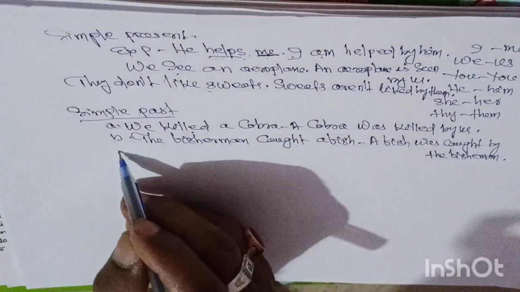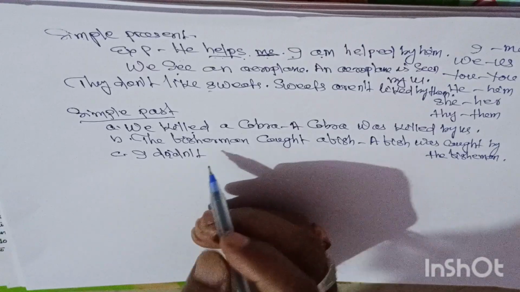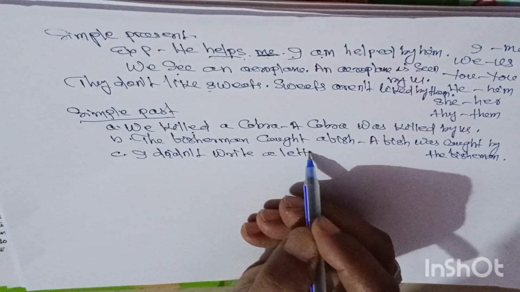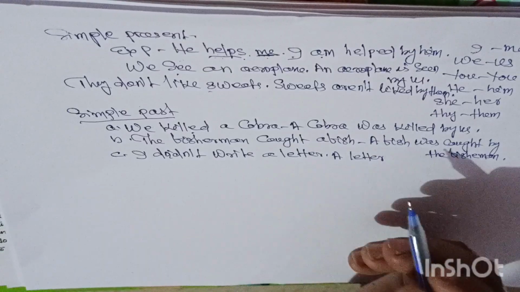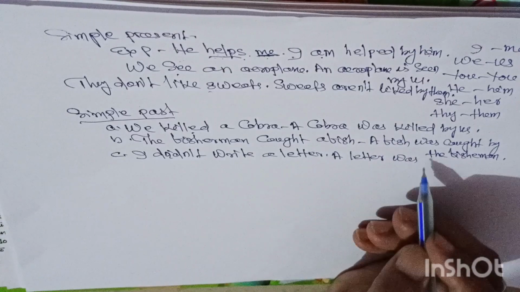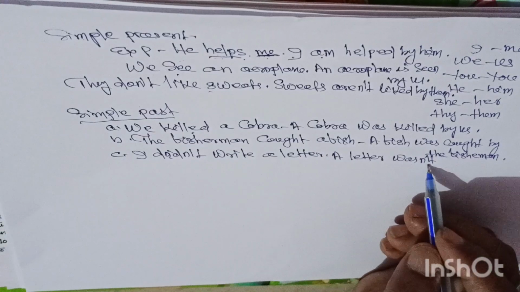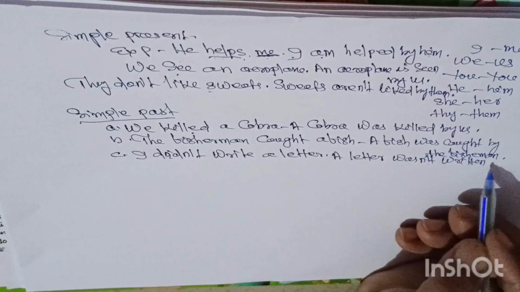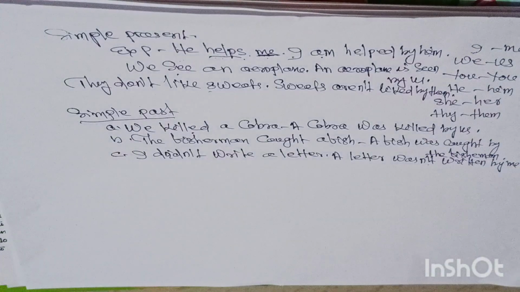The third example is I did not write a letter. Here the object is a letter. A letter is placed first, then was, then as it is negative, not is used after was: was not. Then put the verb in past participle, written, then by me. In this way, you can change any sentence that is in simple past into passive.